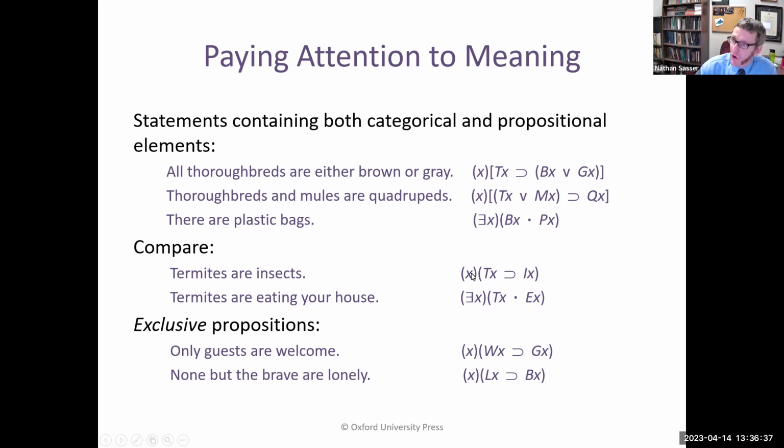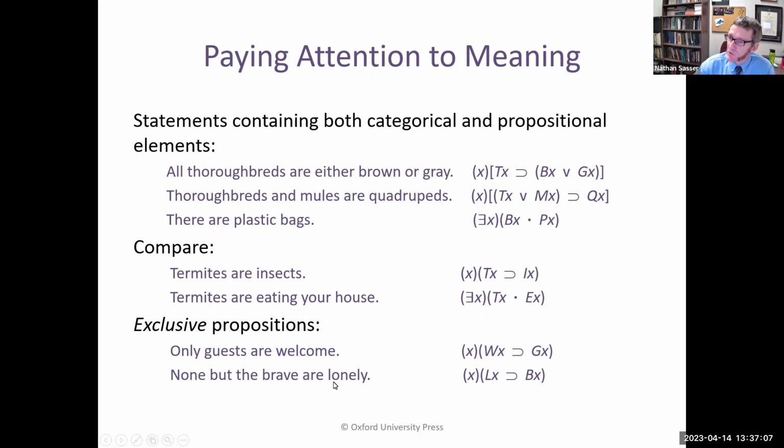Termites are insects. For all x, if it's a termite, then it is an insect. That's the same as saying all termites are insects. So that's a universally quantified statement. But if I'm going to say termites are eating your house, that's going to be existentially quantified, because what we're saying is for some x, it is such that it is a termite and it is eating your house. We're not saying that all termites are eating your house. We're saying that there are some that are eating your house.